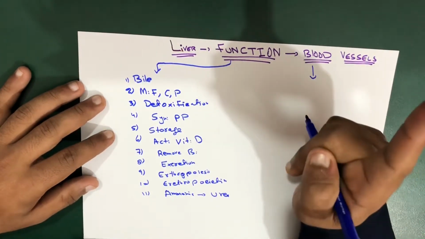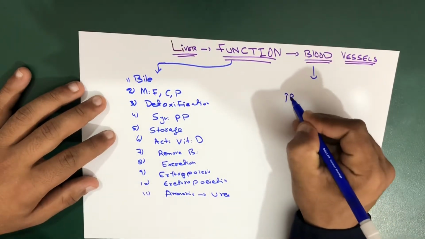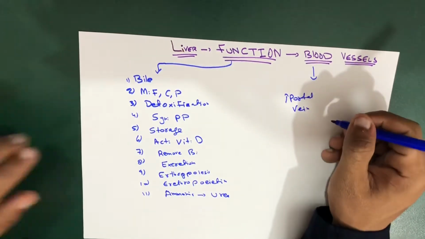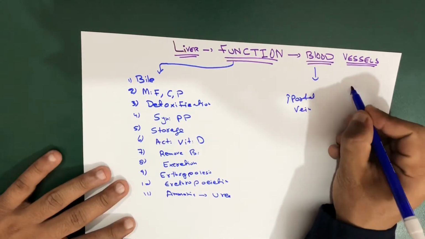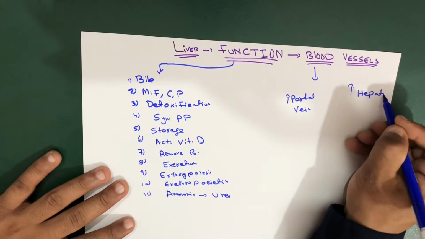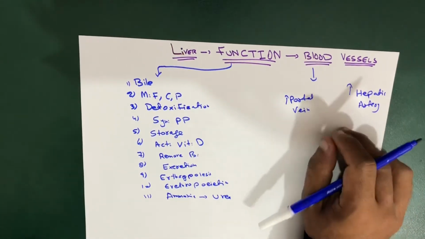So each liver cell is in contact with blood from two sources. That is the venous blood coming from the portal vein, and the arterial blood coming from the hepatic arteries. So there are two blood supplies in this section.